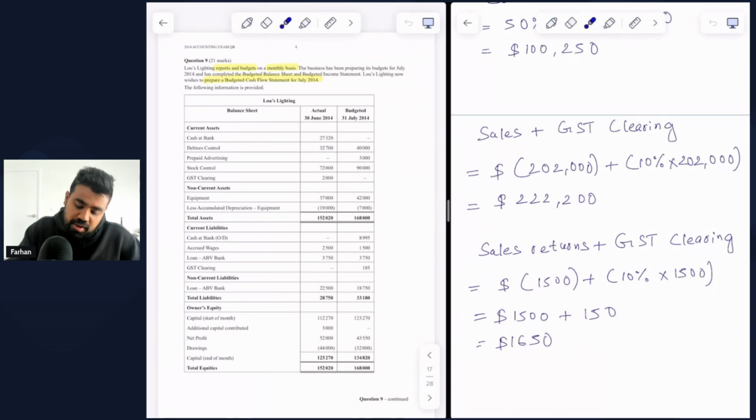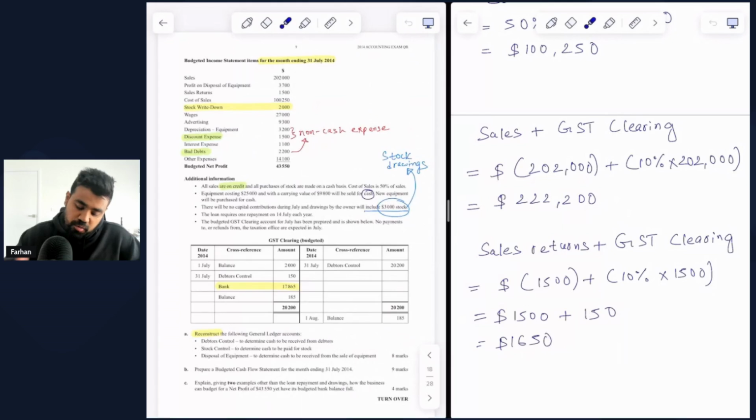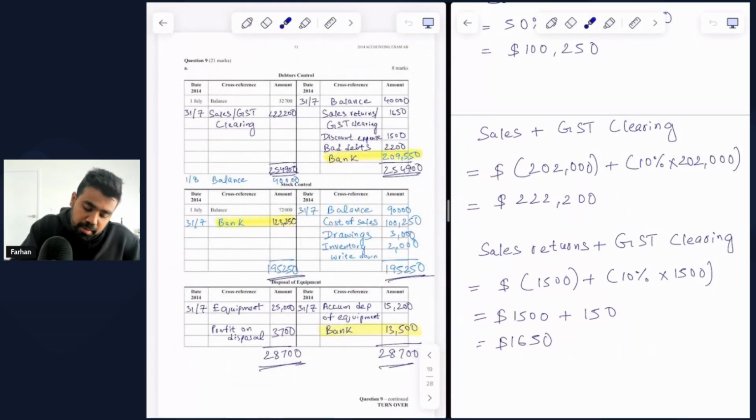So the amount that we are given at 30 June 2014 of $32,700 as the closing balance will become the opening balance at 1st of July 2014, and the closing balance is $40,000 at 31 July 2014. And the main reason we are doing calculations on a monthly basis is because the business reports and budgets on a monthly basis. So let's go back to where the ledger account was given. You can see on the debit side, we have included the opening balance of $32,700, and on the credit side, we have included the closing balance at 31st of July of $40,000, both of these numbers taken from the current assets section of the balance sheet.